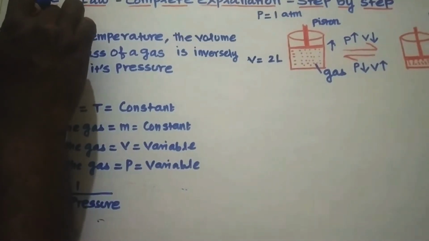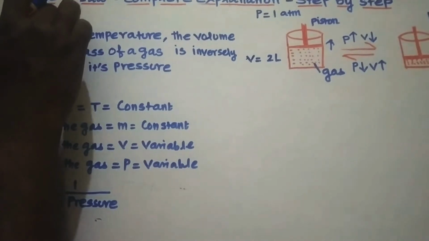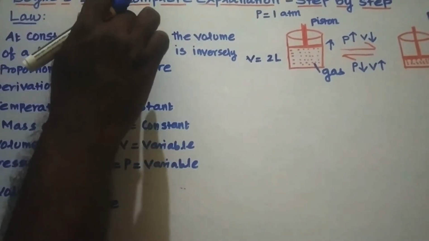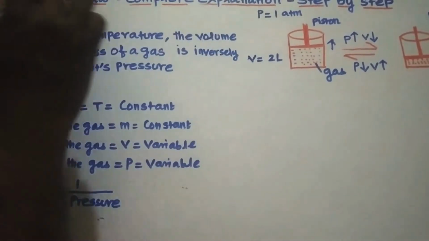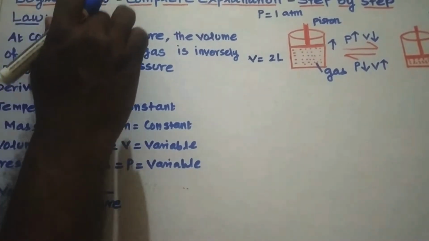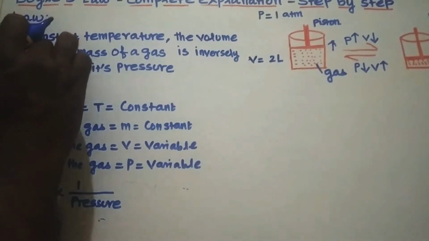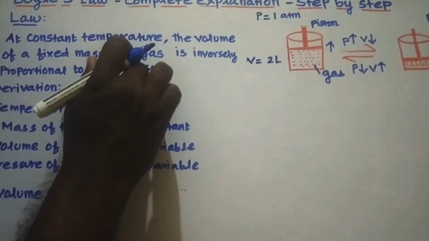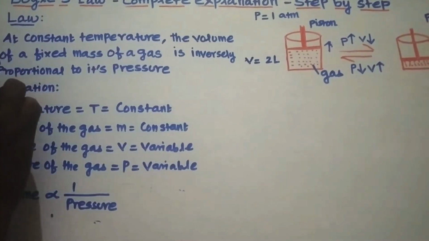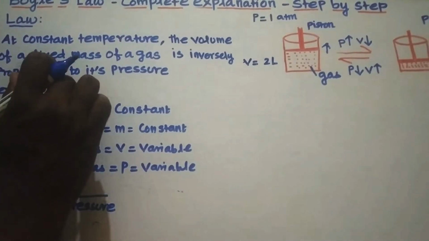First of all, we are going to see the law. At constant temperature, the volume of a fixed mass of a gas is inversely proportional to its pressure. Then we are going to see the derivation.